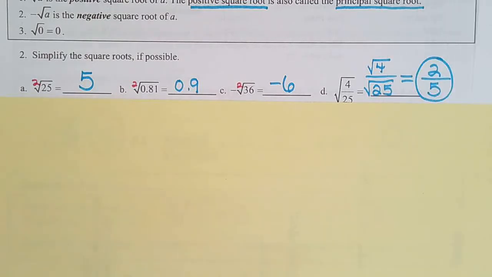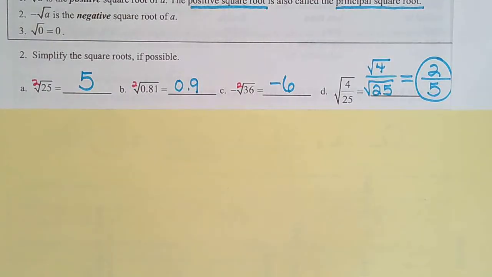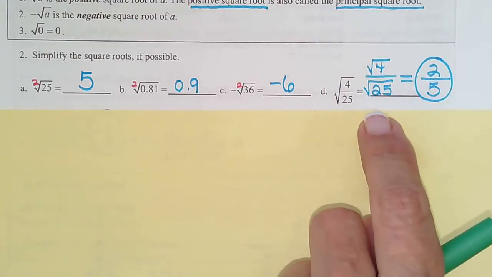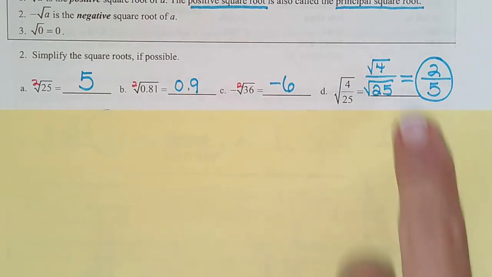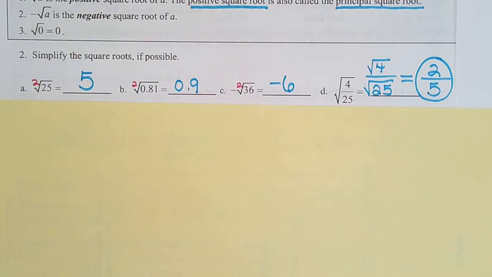And when you're doing fractions, as you can see, this is called the quotient rule. We're going to learn more about it later in this chapter. You can take one radical and write it as 2. So this is the same thing as square root 4 over square root 25. Square root of 4 is 2. Square root of 25 is 5.